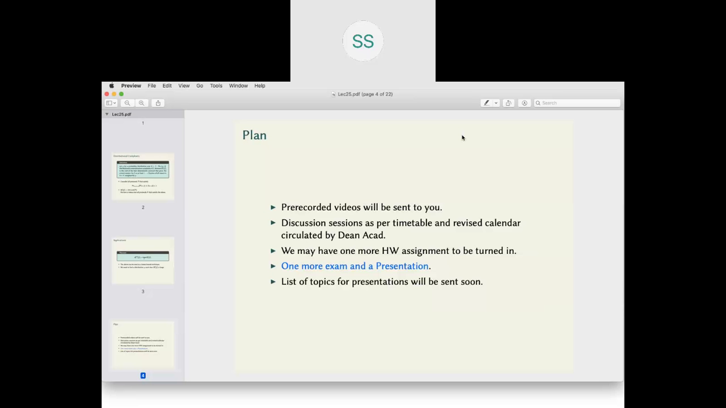I will also prepare one more homework assignment in addition to the one that you have already done. We will have one exam and a presentation, and I will soon share the list of topics that you can use to prepare for the presentations. So this is a rough plan for the semester. There are three final year students, and I will communicate to them separately what the expectation is. This is for the non final year students. The exam will be held in July as per the revised schedule, and the presentation also will be held in July. But you will have ample time for reading and preparing the presentation topics.